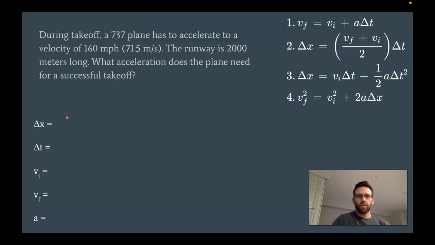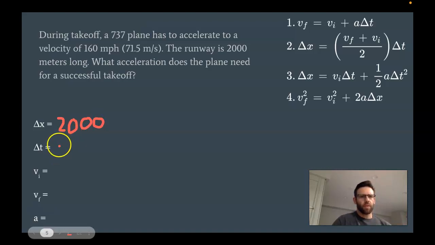All right, so let's kind of go over what we have. We have displacement. We know that we need 2,000. 2,000 is our maximum number, but we'll put it in now. And if we were able to make a more powerful engine, then maybe we wouldn't need the whole 2,000 meters. Time, we don't know. It's not given to us, and that's not what we're trying to find. Initial velocity will be 0. Let's imagine that a plane's taking off and it's not moving, which is kind of what most planes do. Final velocity is 71.5. And our acceleration is what we're trying to find.